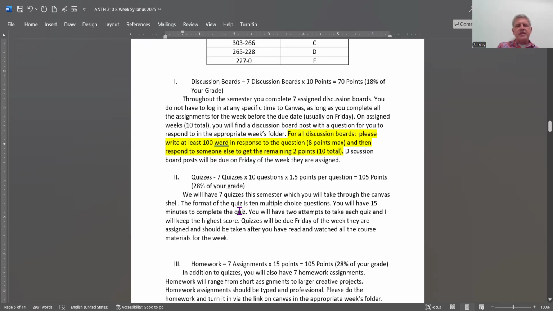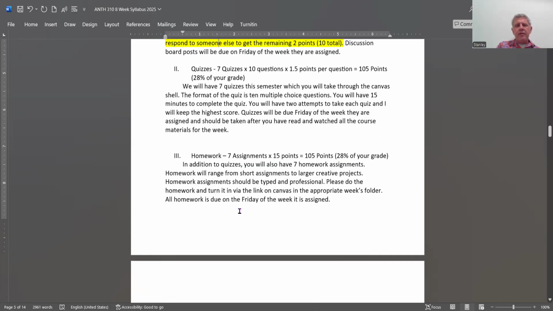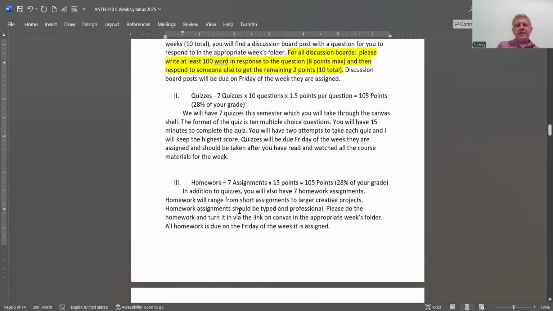Let's take a look at the specific activities that we're going to be doing. In this class, the first thing you'll have to do is 7 discussion boards. I've posted these on Canvas. They're all due on Friday. You'll have a prompt. You'll have to write at least 100 words in response to that question. That will earn you 8 points, but it's 10 points total, and you'll get your remaining 2 points by responding to someone else.